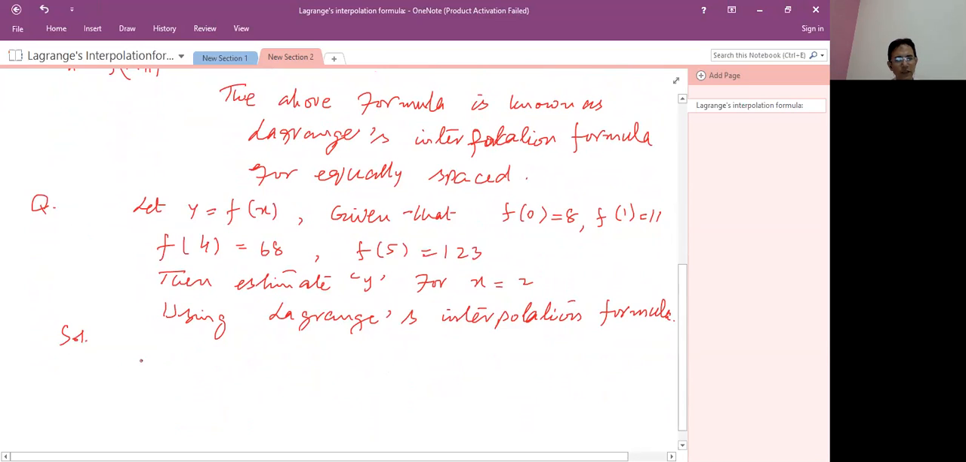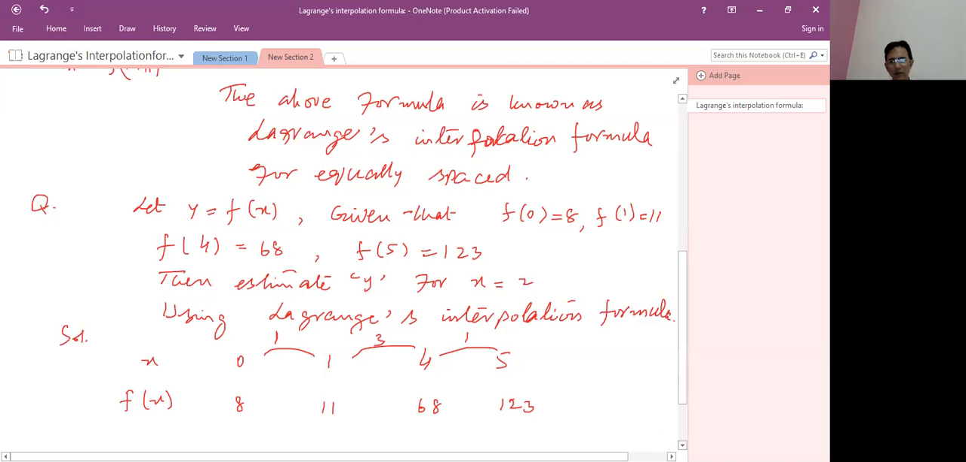So student, first we make the table x and f of x. What is x? The first value of x is 0. The second value of x is 1. The third value it is 4. And the last one it is 5. f of x is equals to 8. It is 11. It is 68. And it is 123. So we'll make first table. Now after that we will find the difference. 5 minus 4 it is 1. 4 minus 1 it is 3. And 1 minus 0 it is 1. So they are unequally spaced.